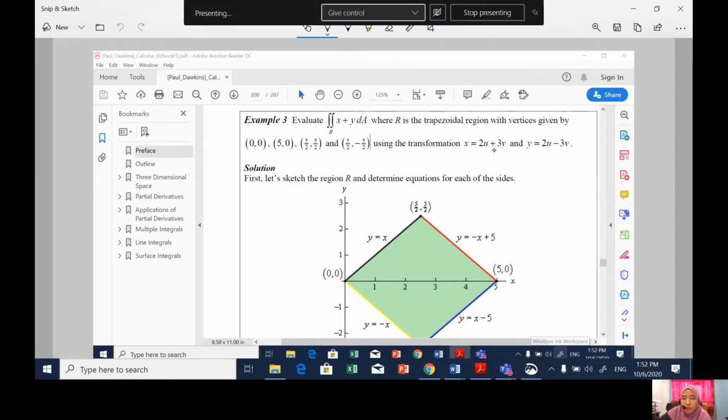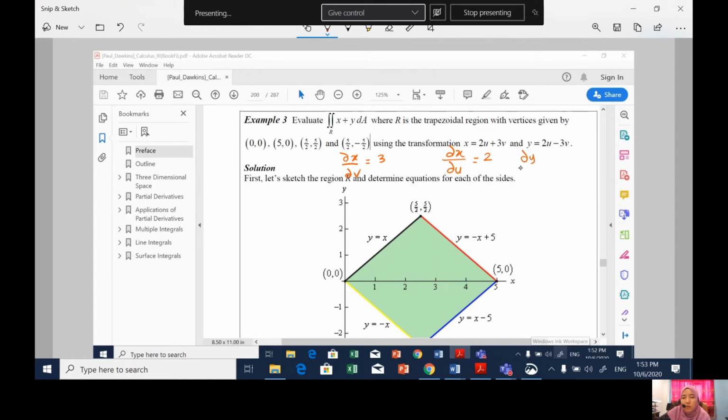Okay, so we have x equal to 2u plus 3v. Okay, we are using partial derivative. Okay, so this is partial derivative. We differentiate this x with respect to u. This 3v will be assumed as a constant. We have 2. Then we have to differentiate x with respect to v. Then we have 3.